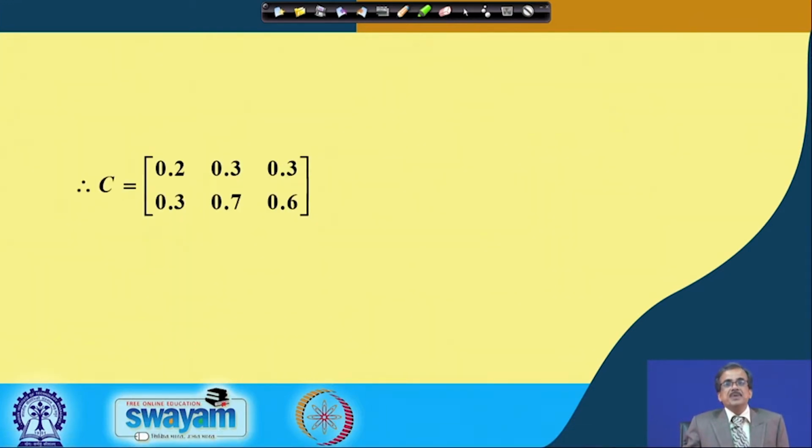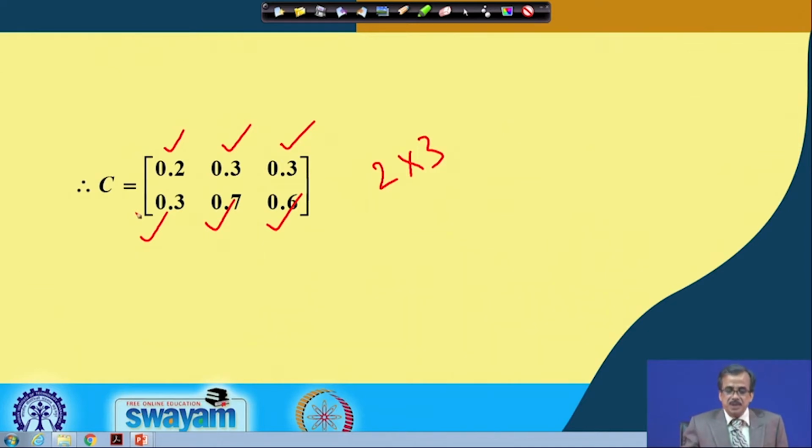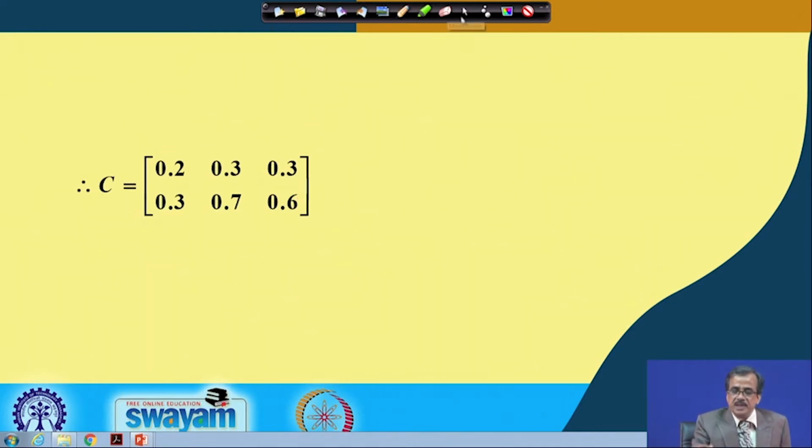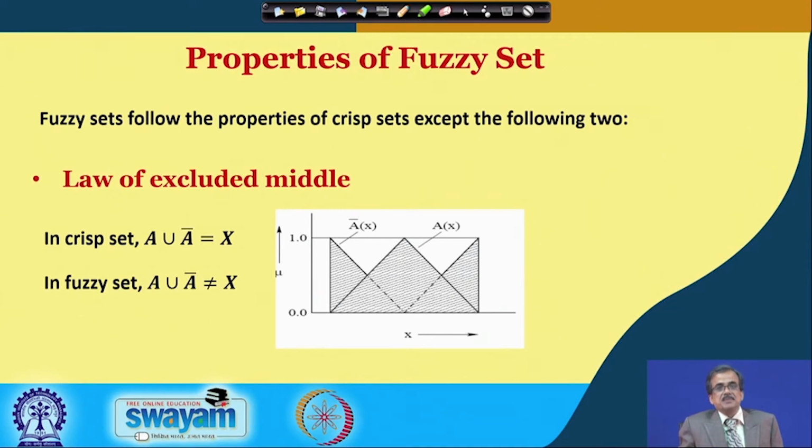Then we can write down the C matrix. All the elements I can write down, and it is actually a 2 cross 3 matrix, with the elements C11, C12, C13, C21, C22, C23. So, you will be getting this particular matrix. This is the way we can find out the composition of two fuzzy relations.